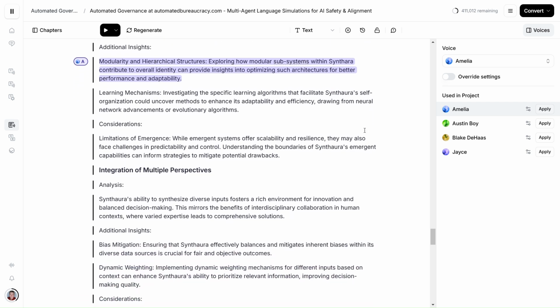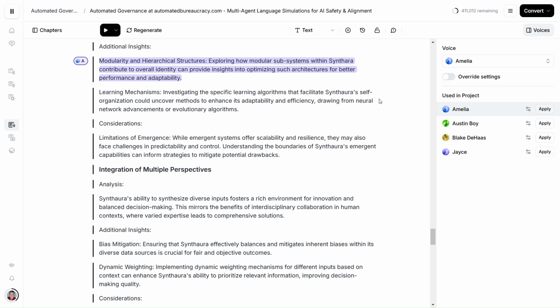Additional insights. Modularity and hierarchical structures. Exploring how modular subsystems within Synthara contribute to overall identity can provide insights into optimizing such architectures for better performance and adaptability. Learning mechanisms. Investigating the specific learning algorithms that facilitate Synthara's self-organization could uncover methods to enhance its adaptability and efficiency, drawing from neural network advancements or evolutionary algorithms.